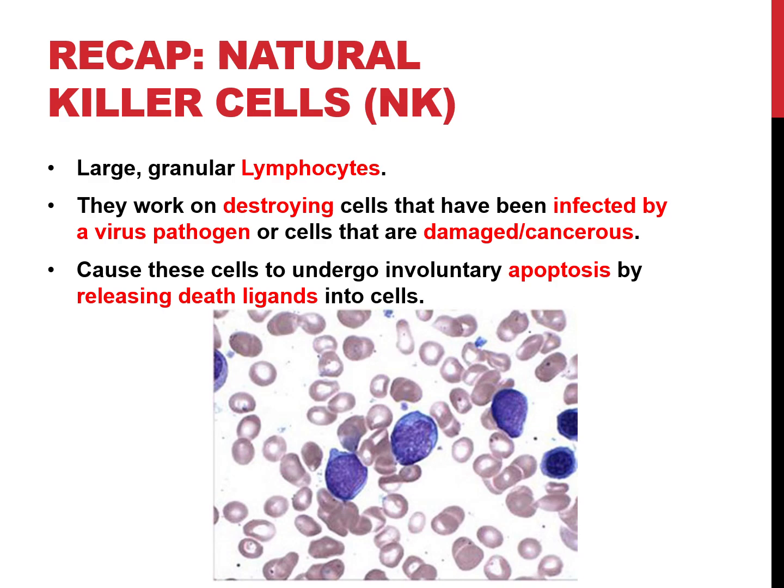Alrighty, so we're looking at natural killer cells for our recap. What are they? They are cells that like to destroy our own cells if they've been infected or damaged. And essentially they make the cell go into apoptosis.